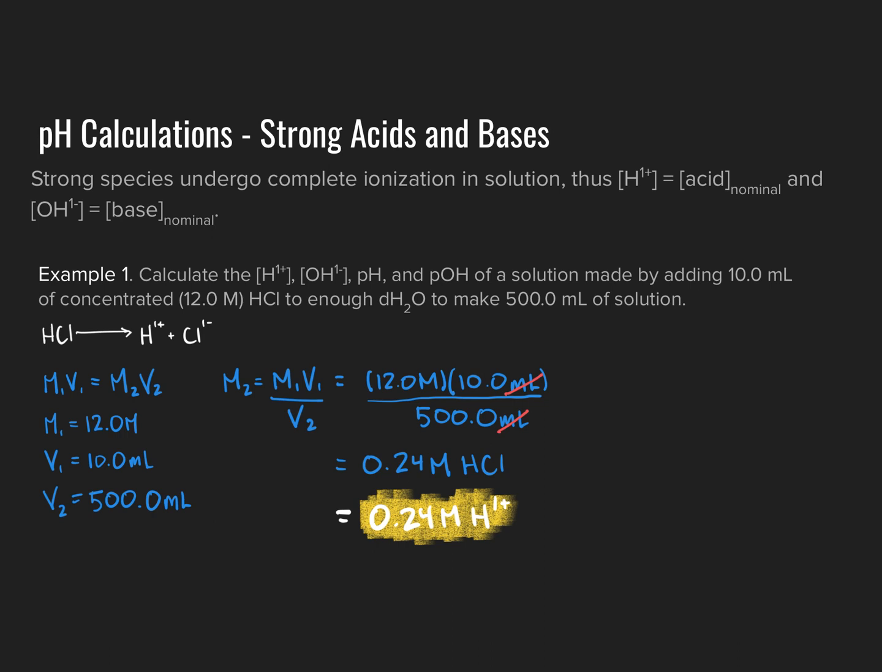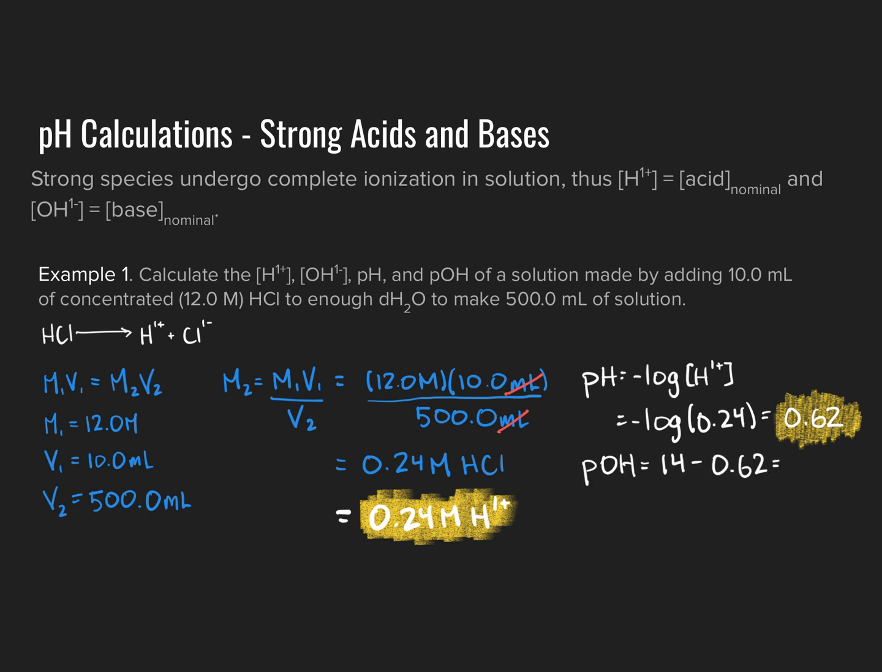I can now calculate my pH of solution by taking the negative log of that hydrogen ion concentration. So the negative log of 0.24 yields a pH of this solution of 0.62. Finding now my pOH, recognizing the sum of pH plus pOH always equals 14, my pOH would therefore be 14 minus my pH value of 0.62, giving me a pOH of 13.38.